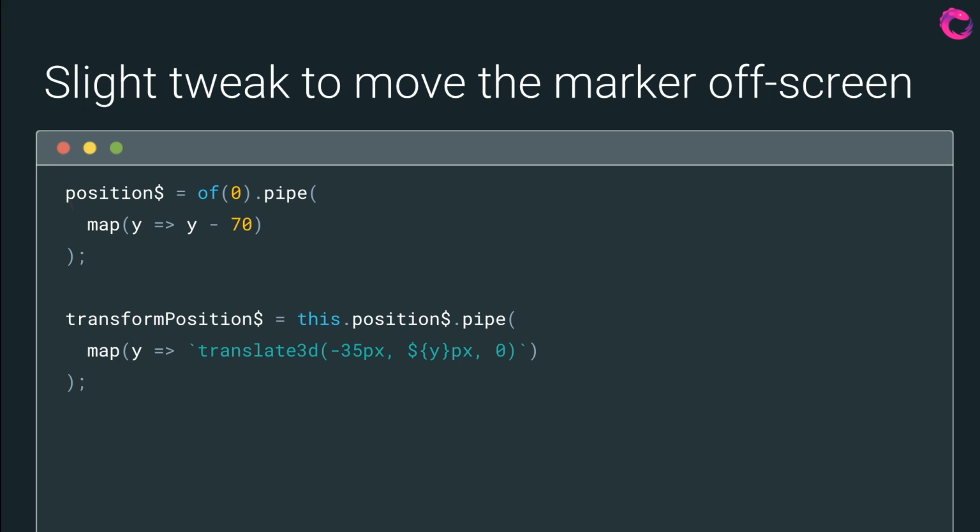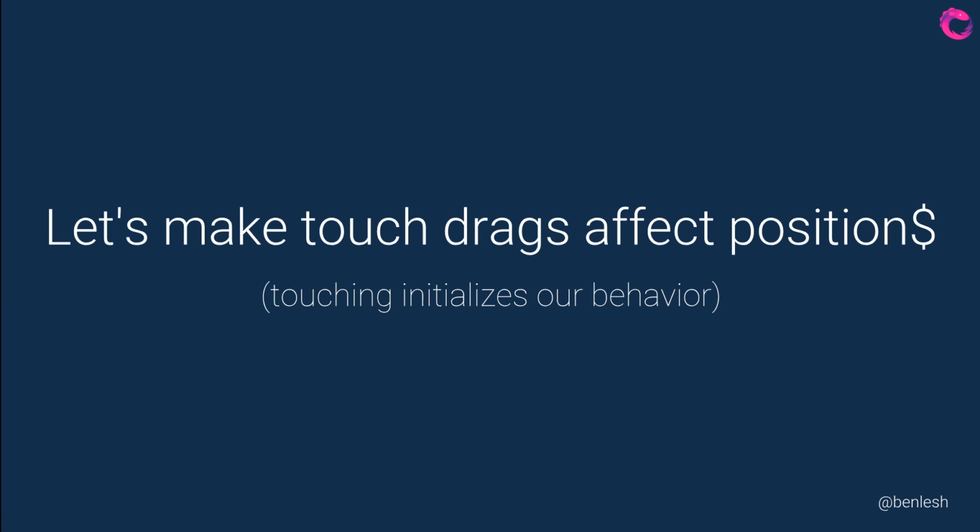So we've got a slight tweak to this to move the marker off screen. I told you the diameter of the circle is 70, so we're going to subtract 70 from the position, so it moves off the screen because we don't want it to live up there the whole time. We want it to just come down when you pull. And now let's make touch drags actually affect the position.